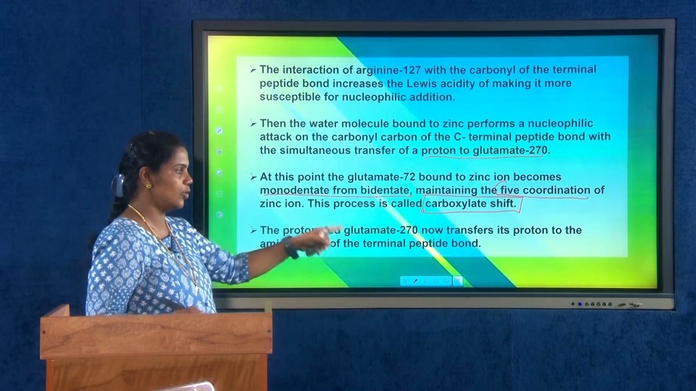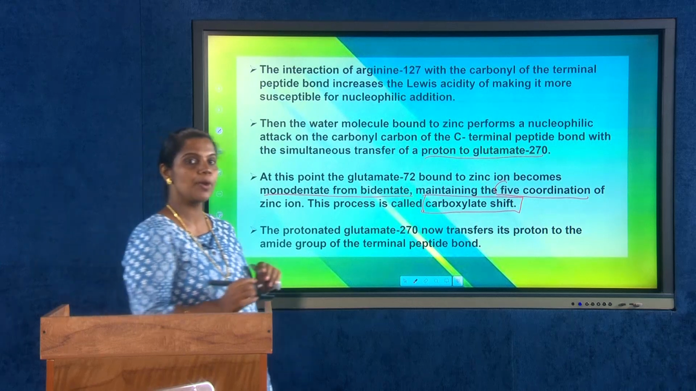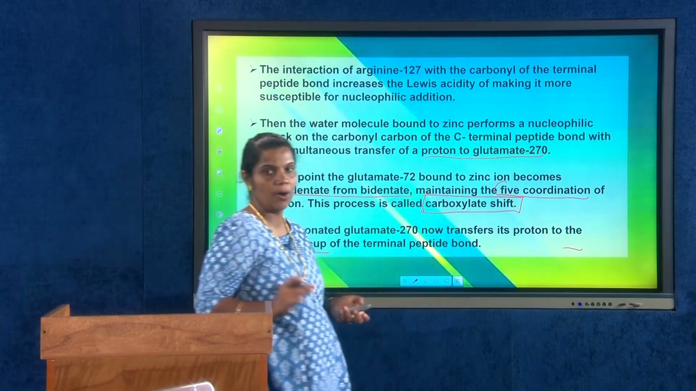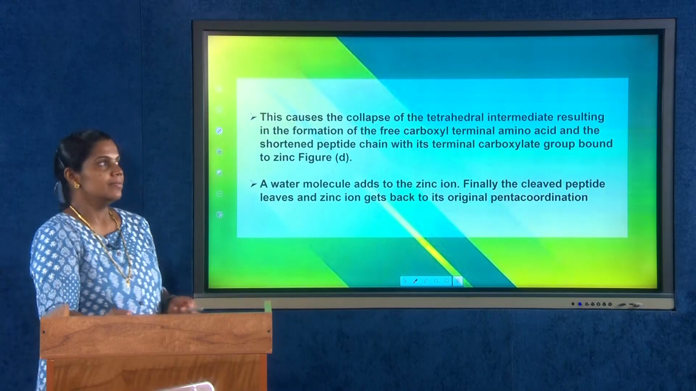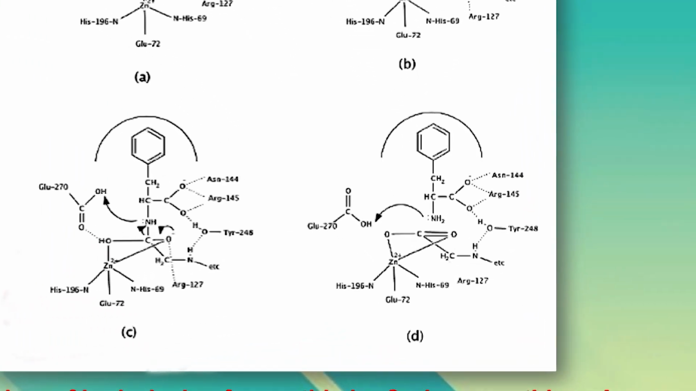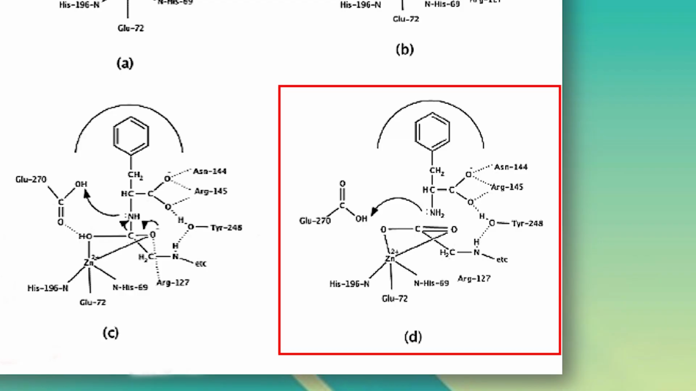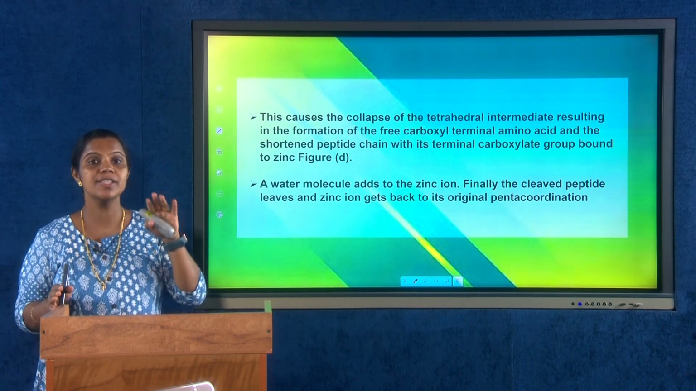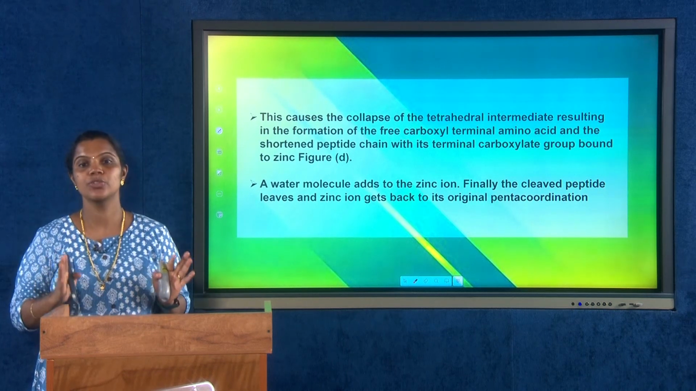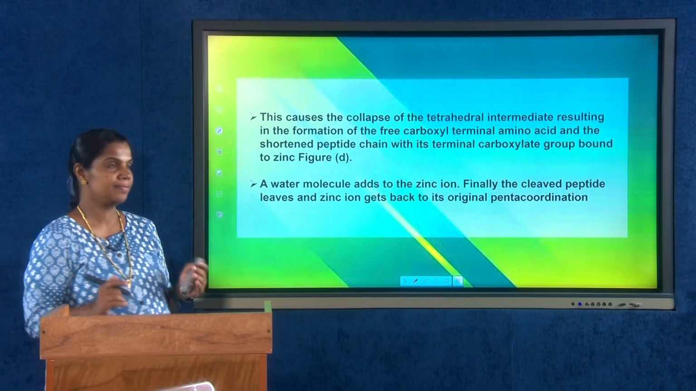The protonated glutamate 270 now transfers the proton to the amide group of the terminal peptide bond. This causes the collapse of the tetrahedral intermediate, resulting in the formation of a free carboxyl terminal amino acid and the shortened peptide chain with its terminal carboxylate group bound to the zinc. A water molecule will then add to the zinc ion. Finally, the cleaved peptide leaves the zinc ion and it gets back to the original penta coordination.